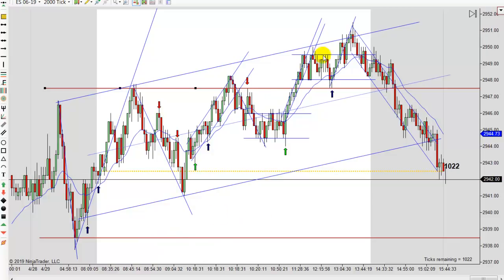But you can see we consistently went higher here. We made higher highs, higher low, higher high, higher low, higher high, higher low, higher high, and then we switched. And there's a two-tiered channel working up here. It's a very mild uptrend channel.